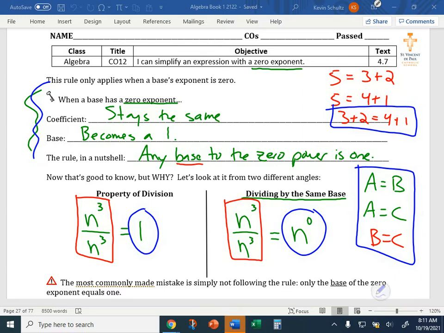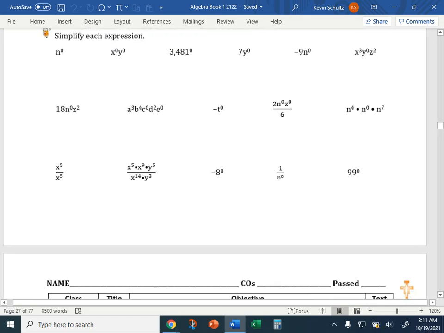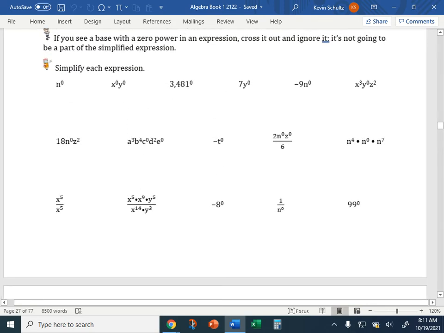All right? So going down to the practice here, it's only a one-page thing. There's not a whole lot to it, right? Simplify each expression. We already know that n to the 0 power equals what? 1. Right? We'll get to that in just a little bit. X to the 0 and y to the 0.